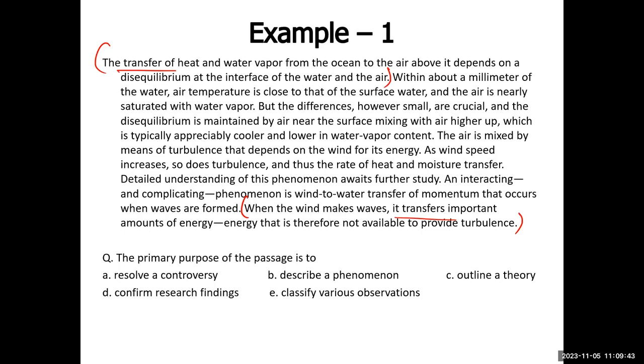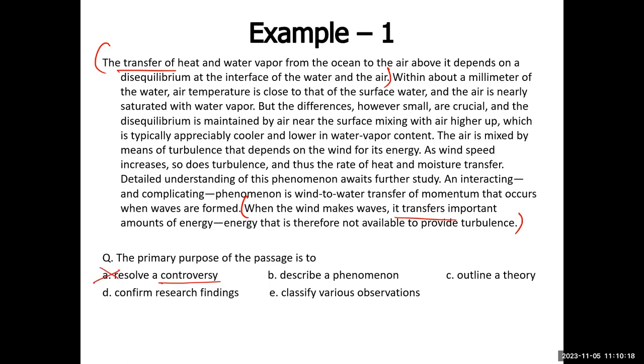If you ask me to mark an answer, what is the primary purpose? Will I mark number A? Resolve a controversy. When you read the first two lines, do you think that there is some controversy that he is discussing? No, sir. There is no controversy that he is discussing. He's simply stating how transfer happens. So there is no controversy he's discussing.